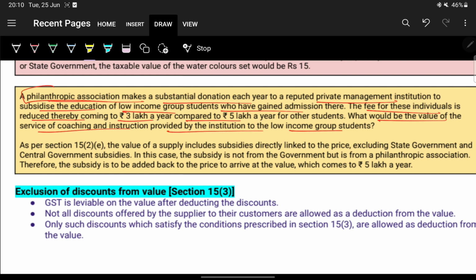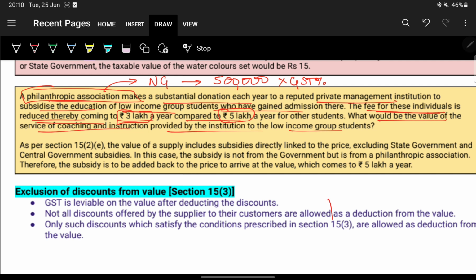So it is a philanthropic institution, we're talking about a non-government subsidy itself. Again, when it comes to non-government subsidy, we are not allowed to reduce any amount, right? So what is the original price? The fee for these individuals is reduced, thereby coming to 3 lakh compared to the 5 lakh. So obviously here the original price without subsidy has to be taken for the value of supply. So for GST we will be taking 5 lakh, so 5 lakh into the GST percentage. Clear? I think that should be simple.